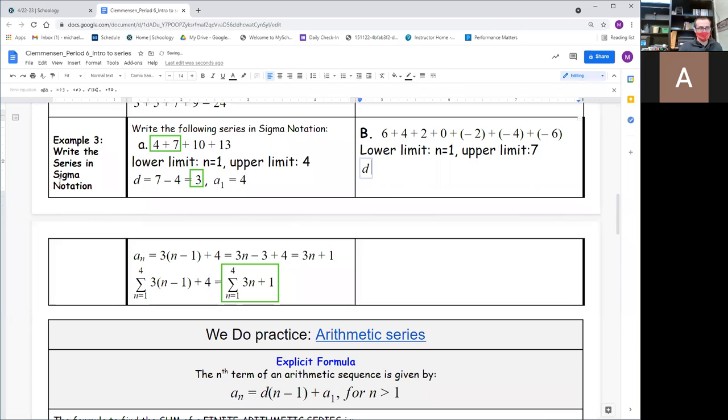Can anybody tell me what my common difference d should be for this problem? Someone got very close to the correct answer. They're slightly off. Perfect. So my answer should be -2 right here. So I can go 4 minus 6, which equals -2. Next thing I need is my a sub 1.